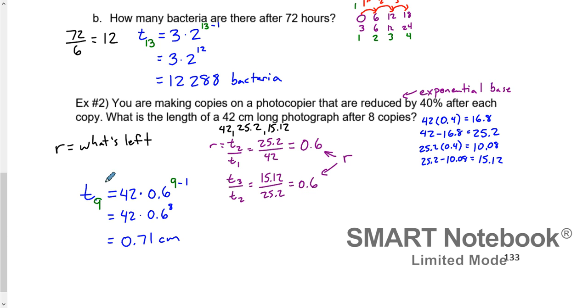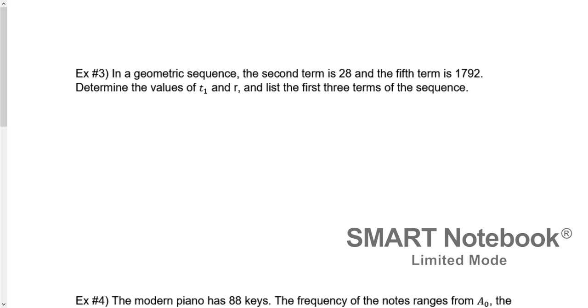And just taking a little bit of thought process into our work. Let's go to something a little bit easier, at the same time a little bit harder. Again, we're going to use some stuff where we're going to have to do some manipulation. Tn equals T1 multiplied by R to the power of n minus 1. So in a geometric sequence, the second term is 28 and the fifth term is 1,792. Determine the values of T1 and R and list the first 3 terms in the sequence.